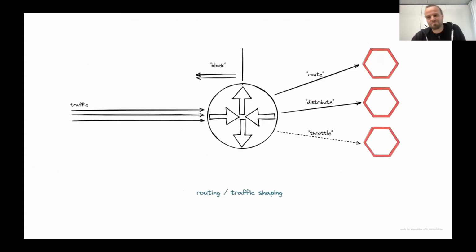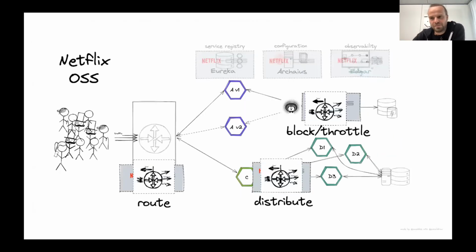So you will see that this component I've talked about before shows up in many different aspects here. In terms of a circuit breaker, you have blocking or throttling mechanisms. In the case of load balancing, you have distribution.